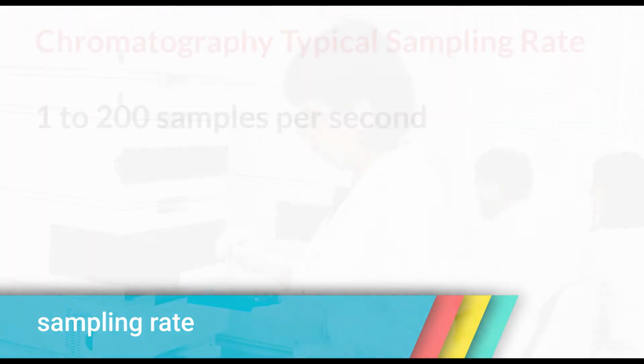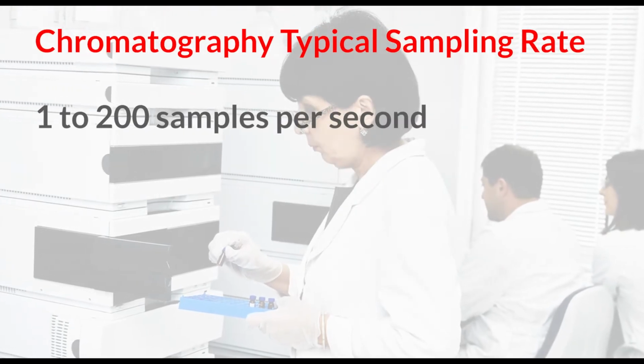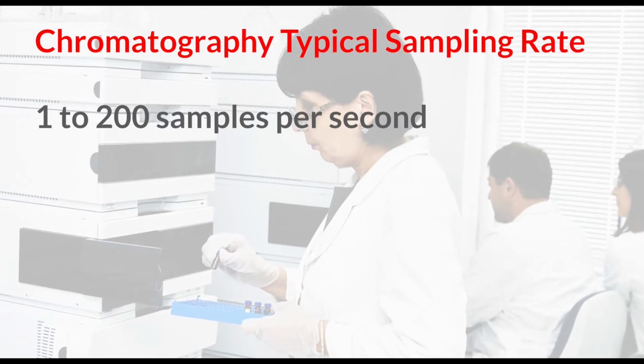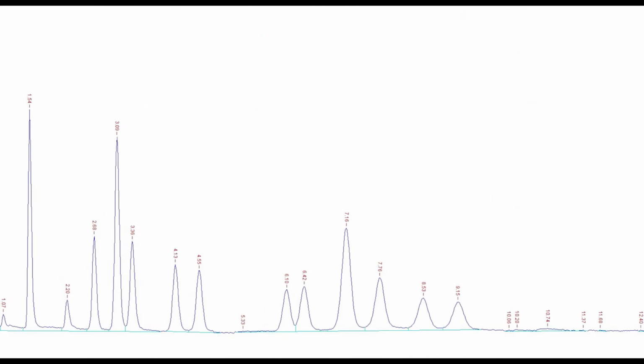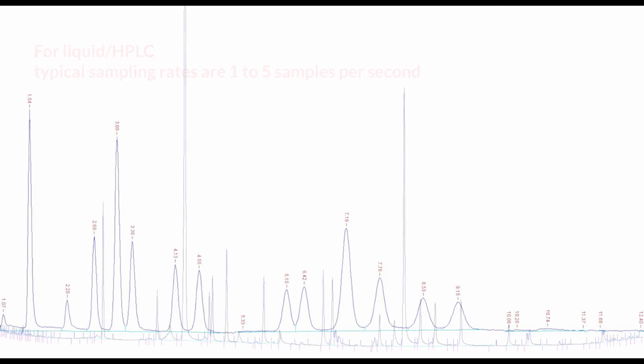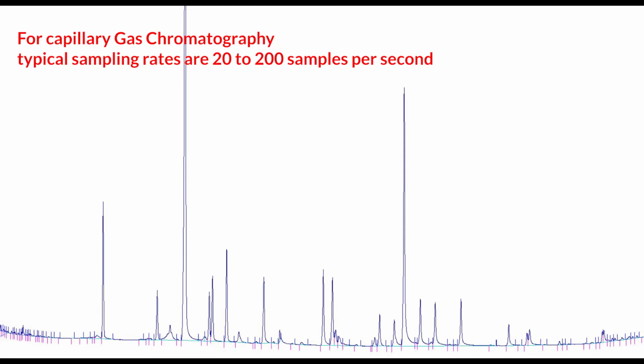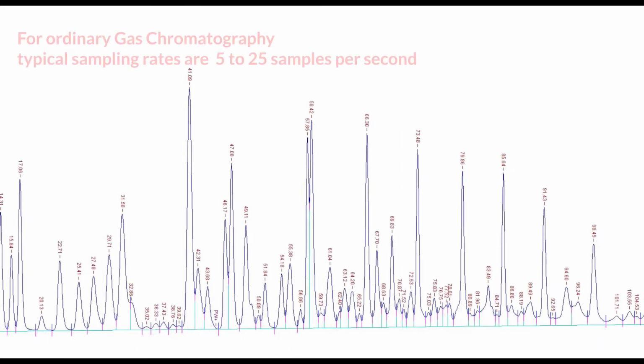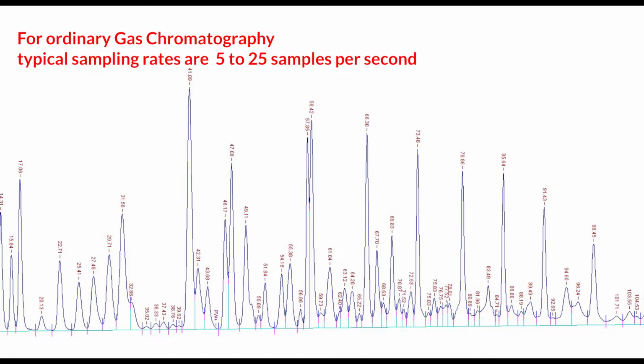Sampling rate. In chromatography, the sampling rate is typically in the range 1 to 200 samples per second, depending on the width of the peaks. In liquid chromatography, peaks may be up to a minute wide, and sampling rates in the range 1 to 5 samples per second are typical. In capillary gas chromatography, peaks are less than a second wide, and sampling rates in the range 20 to 200 samples per second are typical. Ordinary gas chromatography occupies an intermediate position, with typical sampling rates of 5 to 25 samples per second.